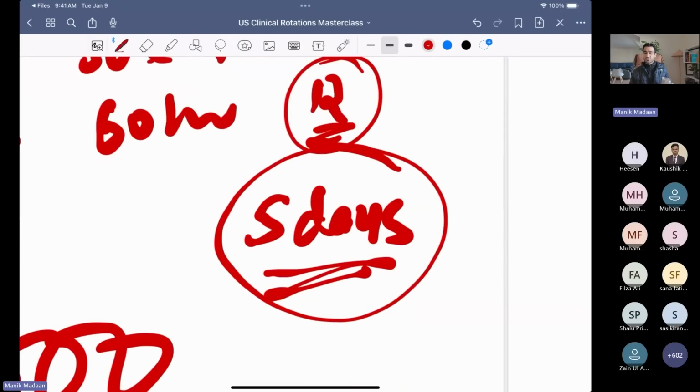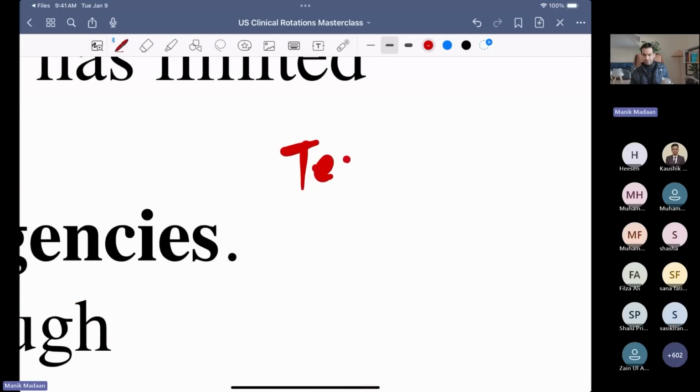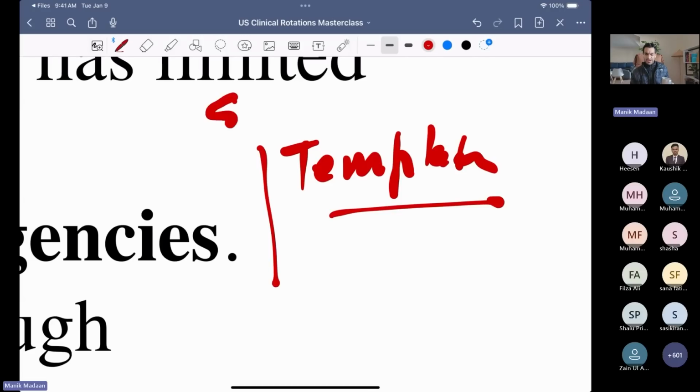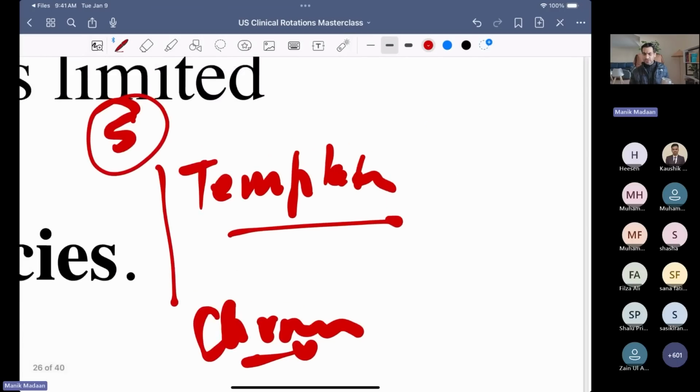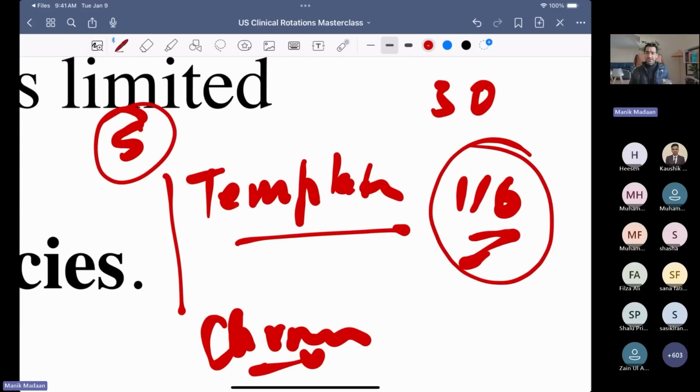So this is what happens. A lot of these companies have templates, 5 different types of template, and they'll start churning it out. Out of, let's say, 30 students, 1 in 6 students is getting a very similar LOR, but it's still somewhat different.